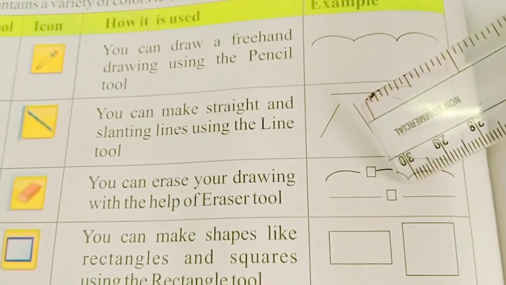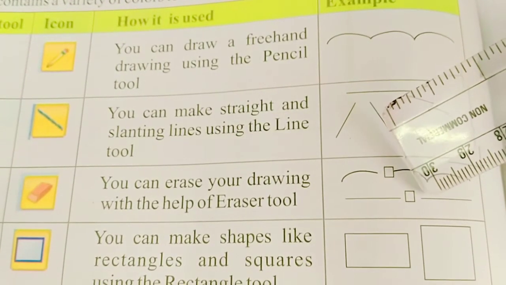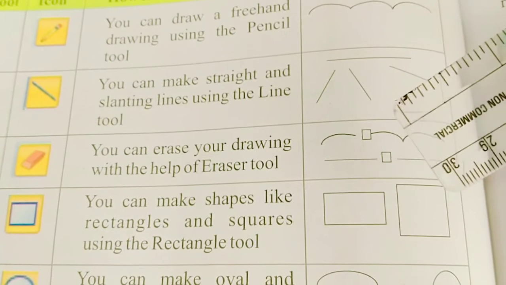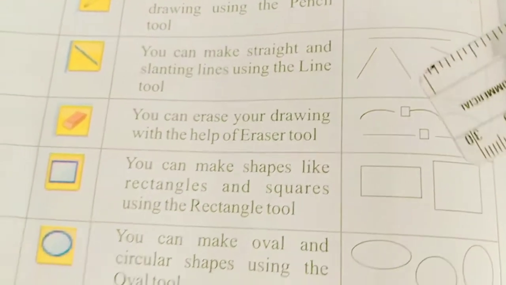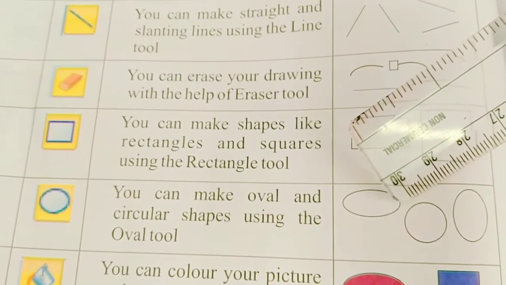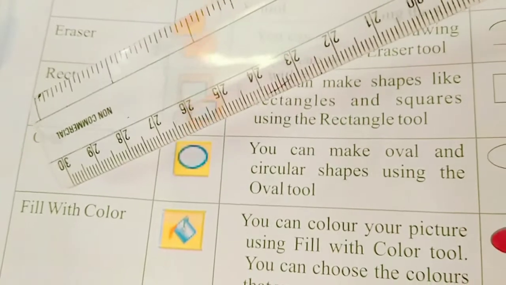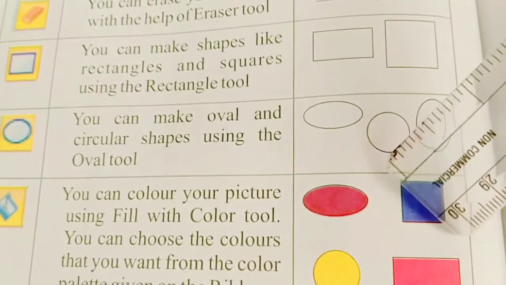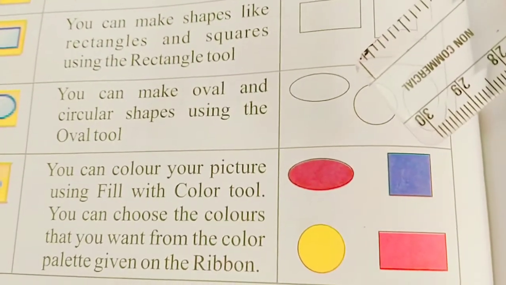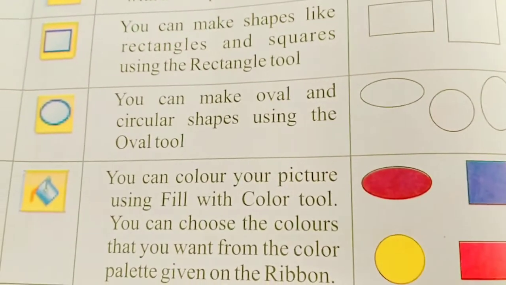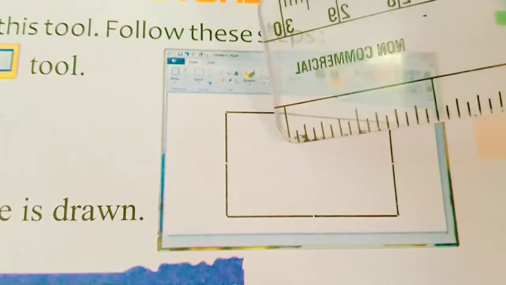This is the eraser. If you want to erase something you can easily erase it with the help of the eraser tool. Then this is the rectangle. You can make any rectangular shapes or squares by using this tool. Then oval, you can make an oval like this by using the oval tool. And this is fill with color. You can color your picture using the fill with color tool. You can use any color from the color palette given on the ribbon.